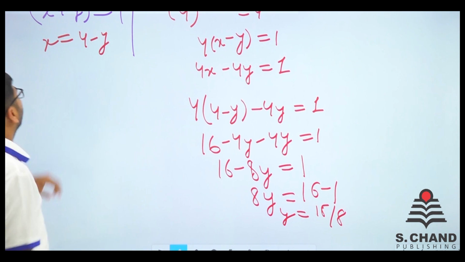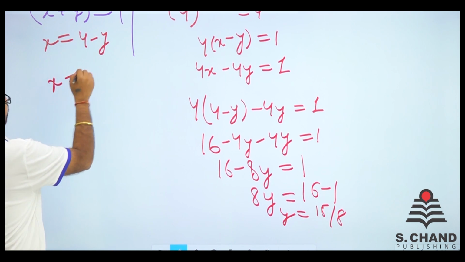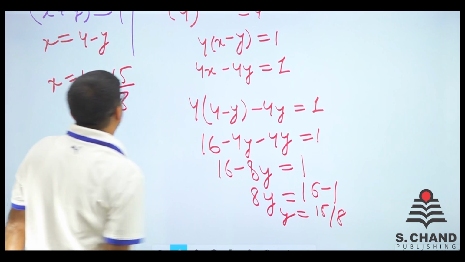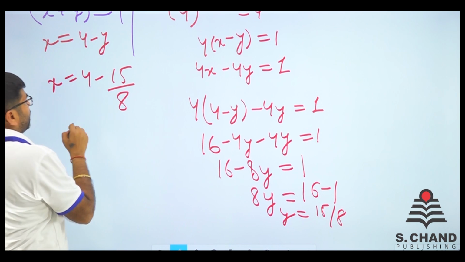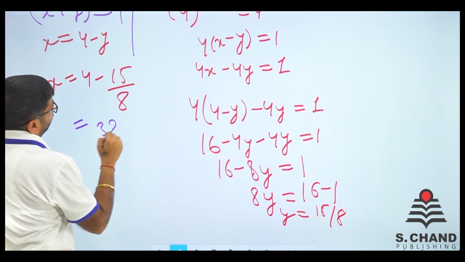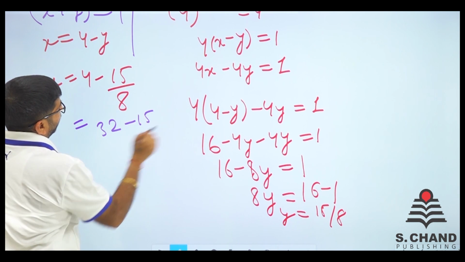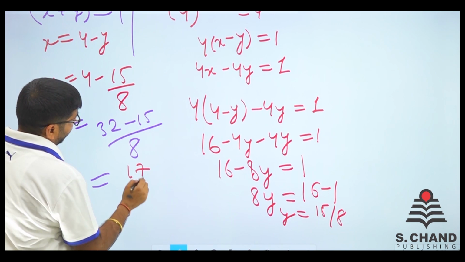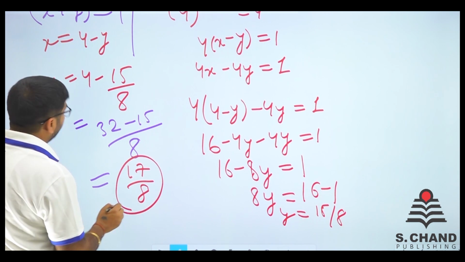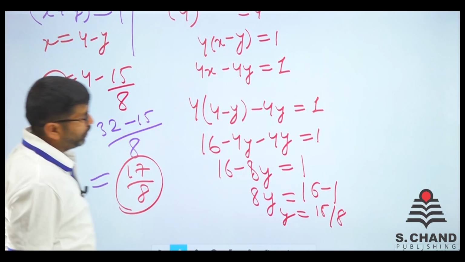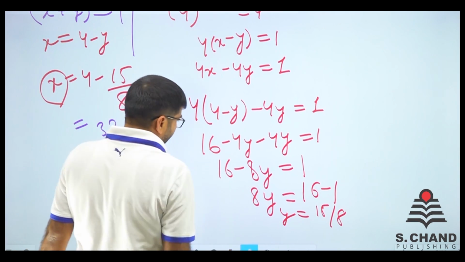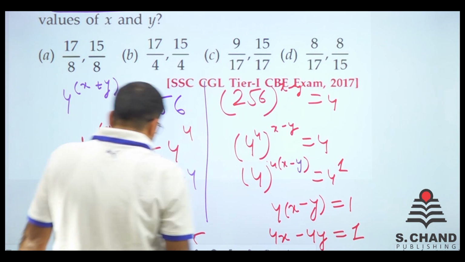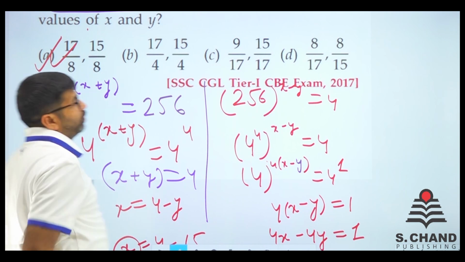If I put it over here, x is equal to 4 minus 15 by 8. Why? Because the value of y, 15 by 8, has come. So it is like 8 into 4 is 32, minus 15 by 8. So it comes out to be 17 by 8. So I have 17 by 8, that is x, and 15 by 8, that is y. So 17 by 8 and 15 by 8, we have two answers. Is there any option like that? Yes, it is. Here we go.